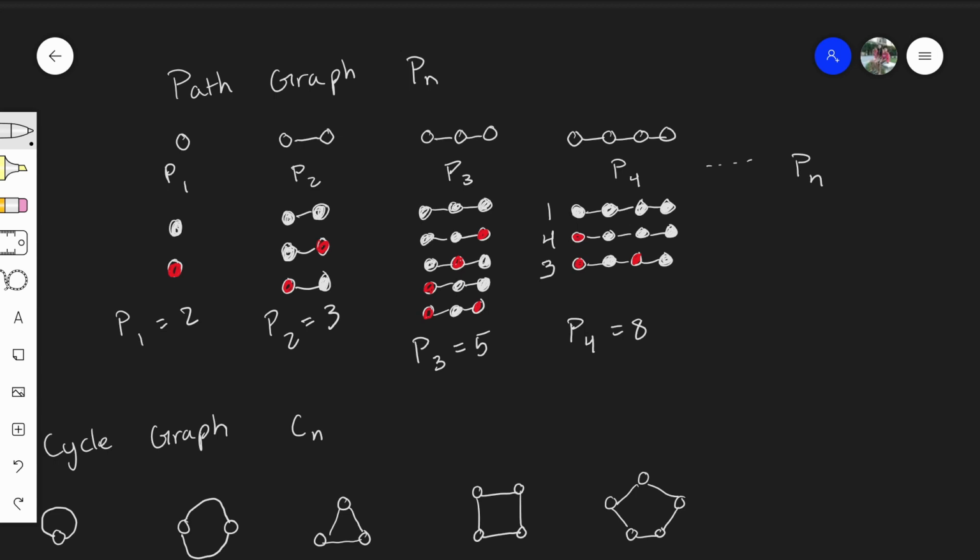And perhaps you've noticed a kind of pattern in this P n. You might notice that for P3, that 5 is the sum of 3 and 2. And that 8 is the sum of 5 and 3. It seems like the number of ways to color the next higher level path graph is the sum of the previous 2 path graphs. We might conjecture the number of ways to color P n is equal to the number of ways to color P n minus 1 plus the number of ways to color P n minus 2. That is our conjecture.